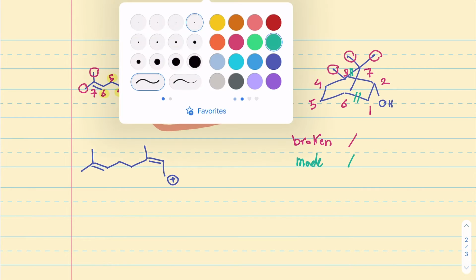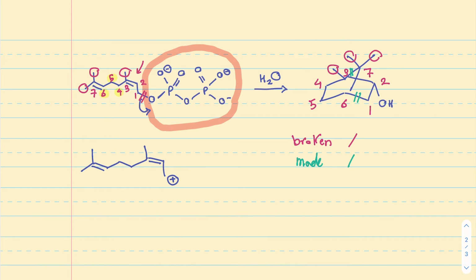Now, let me go ahead and translate my numbering to the first carbocation that I generated. So I have 1, 2, 3, 4, 5, 6, and 7. All right.